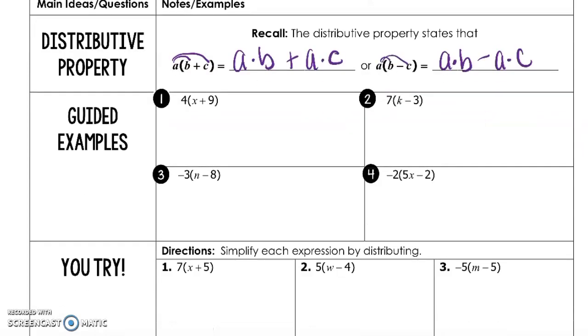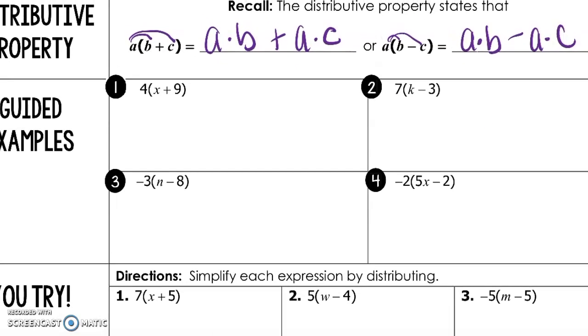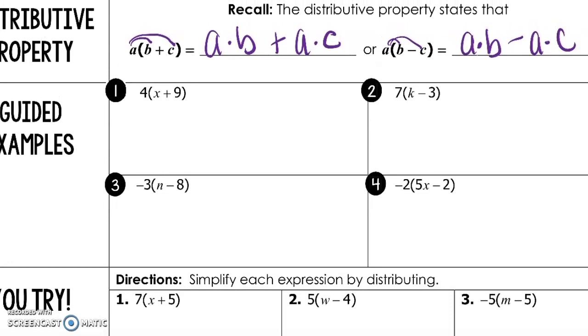So for number 1, I'm going to show you what you could write out if you wanted to. When you distribute, you do 4 times x plus 4 times 9. If you write out the whole distributive property, that's what you would write. But that's not what your answer needs to look like. It needs to look like this. 4 times x, you need to write as just 4x. We always just put the number and the variable right by each other. Plus 4 times 9 is 36.